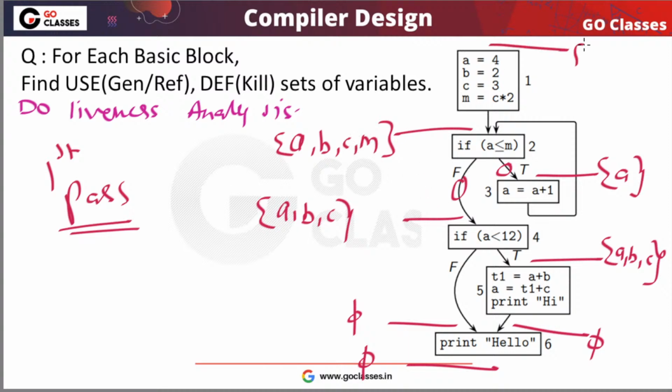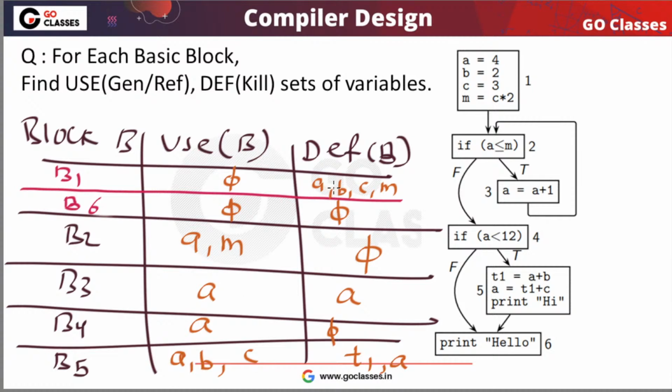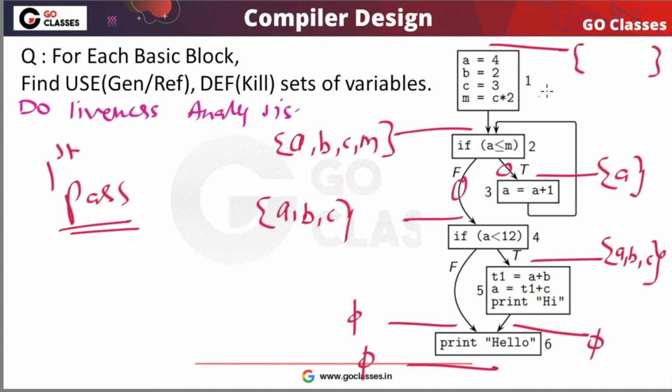And then finally, what is this? Here you can notice from this ABCM, you will remove ABCM. So this will be phi. This is your first pass result. This is the result of the first pass. Now let's see what the second pass is. Now let's do the second pass.